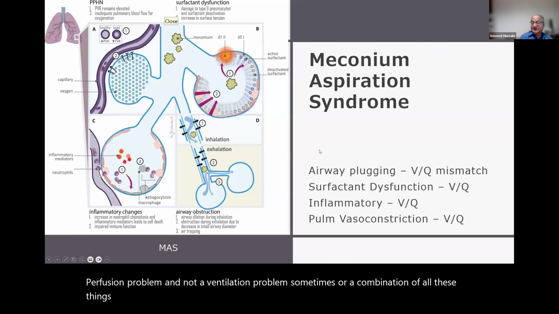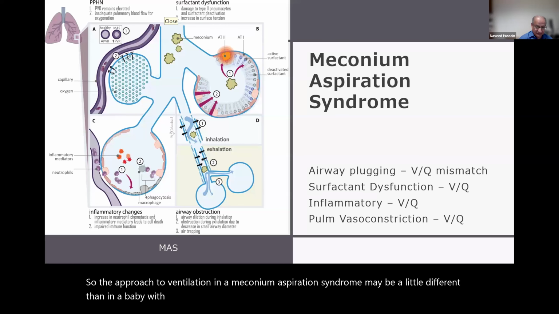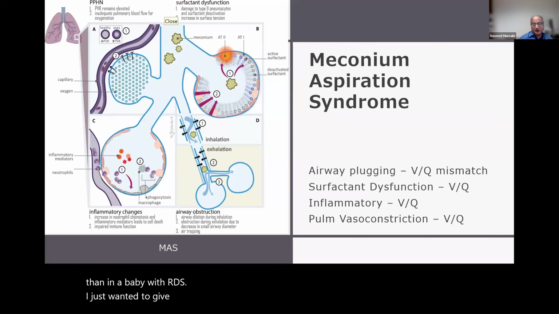So the approach to ventilation in meconium aspiration syndrome may be a little different than in a baby with RDS. I just wanted to give you these general principles. We'll come back to these at the end to see what will be the optimal way to ventilate these babies.